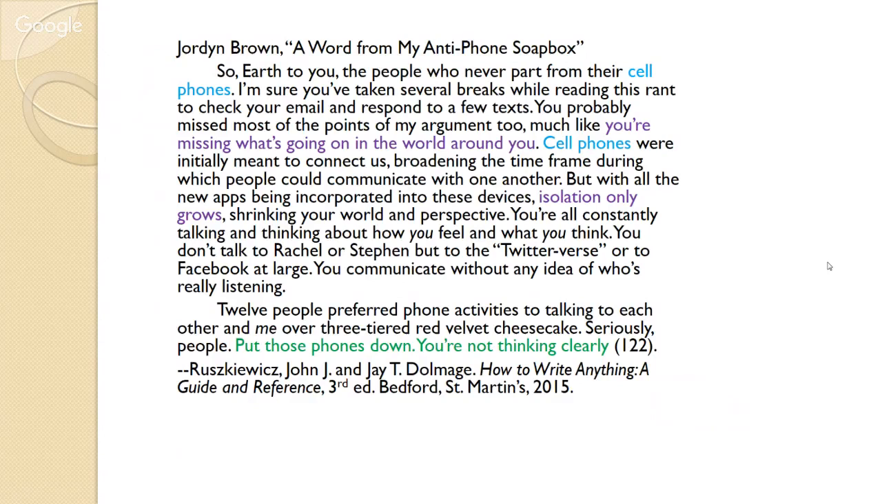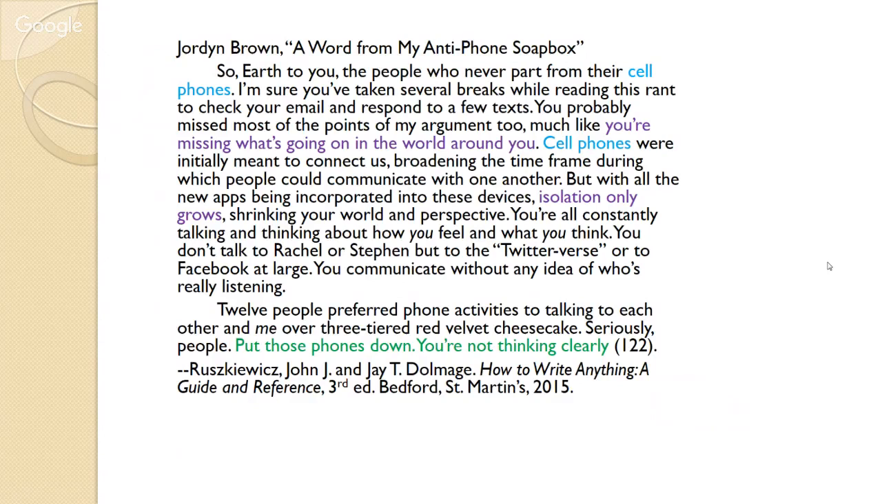with one another. But with all the new apps being incorporated into these devices, isolation only grows, shrinking your world and perspective. You're all constantly talking and thinking about how you feel and what you think. You don't talk to Rachel or Steven, but to the Twitterverse or to Facebook at large. You communicate without any idea of who's really listening.